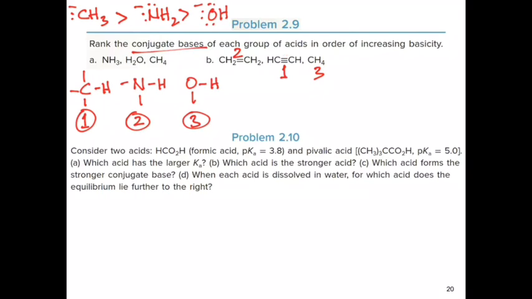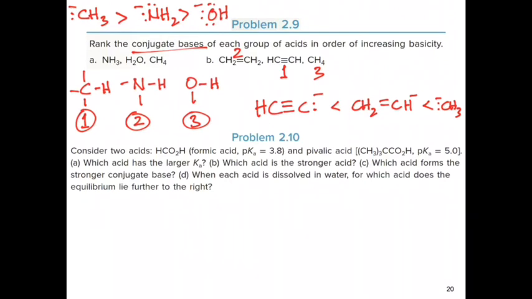All right, so what would the conjugate base look like for this acetylene right here? You just subtract 1 hydrogen. So 1, 2, 3, and then a lone pair, and then a negative charge on the carbon. So this is the least basic, followed by the one that contains a double bond. So that would be CH2 double bond CH with a negative charge. And then this one is less basic than a CH3 with a lone pair and a negative charge.